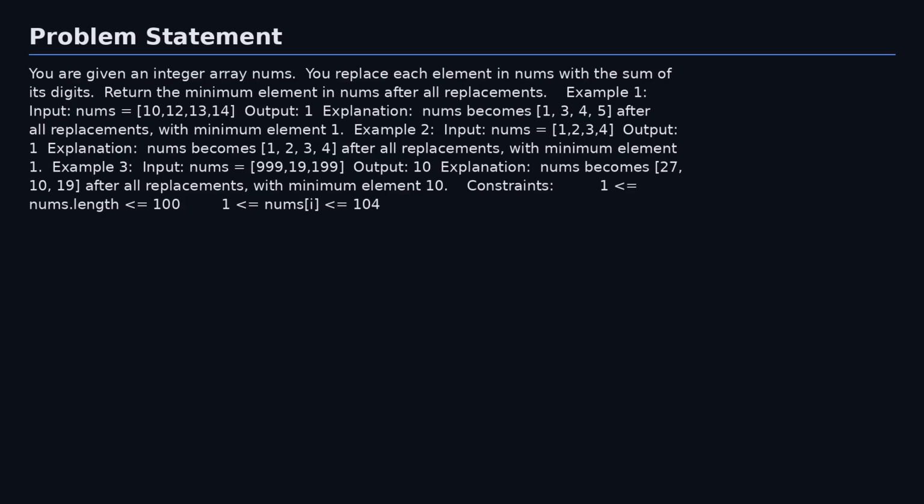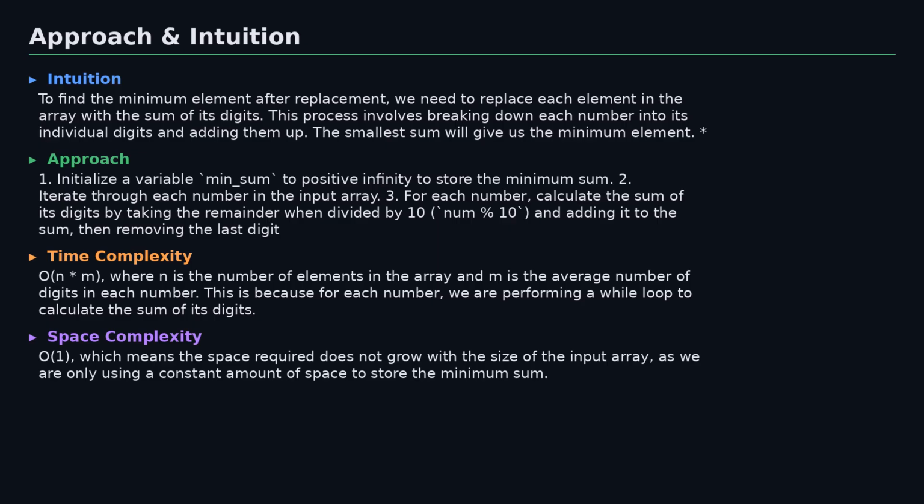So, let's think about the intuition behind this problem. Imagine you have a bunch of numbers written on pieces of paper, and you need to replace each number with the sum of its digits. It's kind of like simplifying a complicated math problem into something much simpler. You're taking a complex number and breaking it down into its basic building blocks, which are its digits. By adding up these digits, you're getting a new number that's much simpler and more manageable. This process is like distilling a complex idea down to its essence.